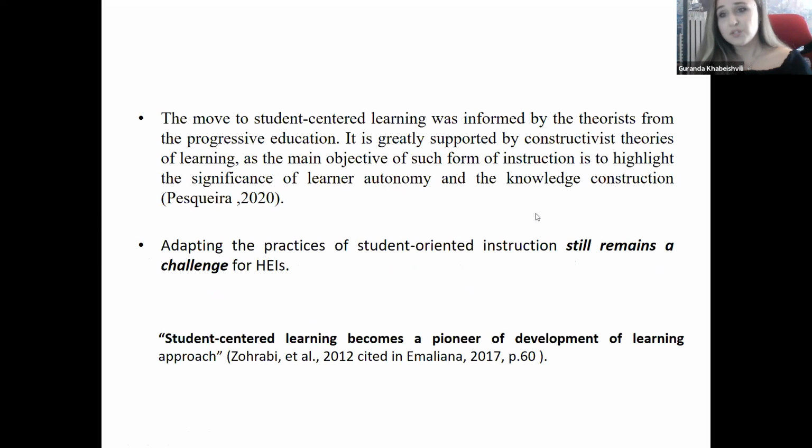The move to student-centered learning was informed by progressive education, and it was greatly supported by constructivist theories. The main objective of such instruction was to highlight the significance of learner autonomy and knowledge construction. Even though the concept of student-centered learning is not new, adapting the practices of student-oriented instruction still remains a challenge for higher education institutions, and it's not fully integrated in learning processes in all courses.